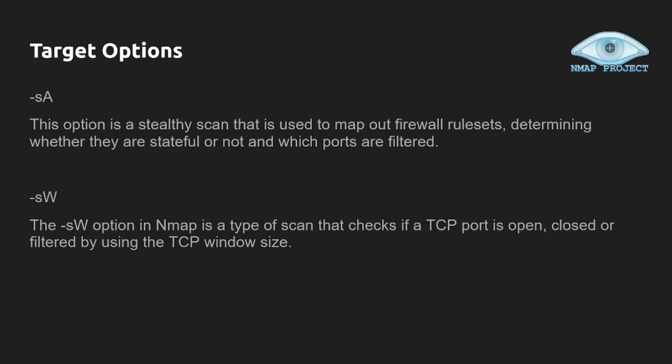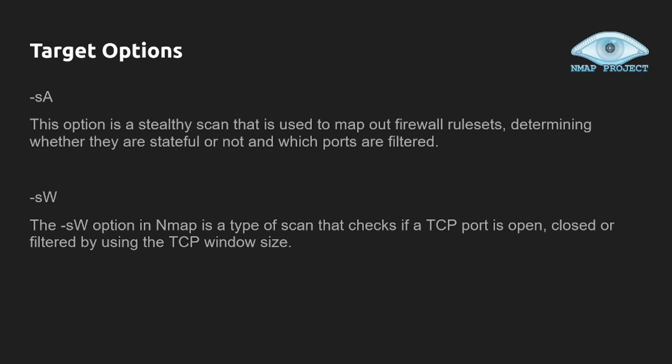The -sA option is used to help map out firewall rule sets. We'll get into port states later, about what filtered, open and closed mean. But just think, when you see filtered, it might just be behind a firewall. And so -sA is kind of useful for helping determine those firewall rule sets.